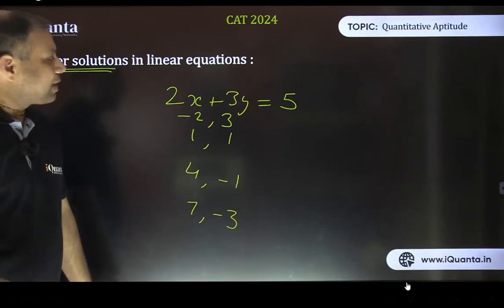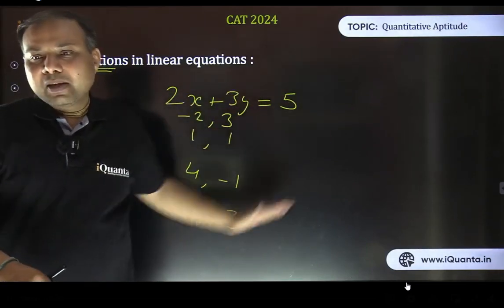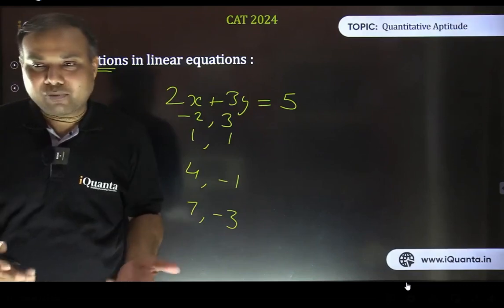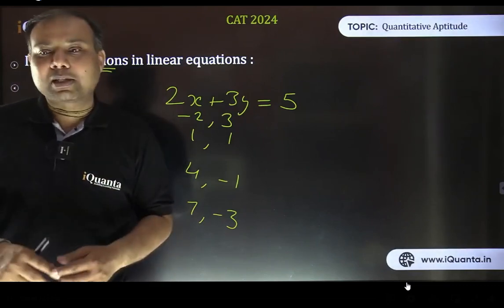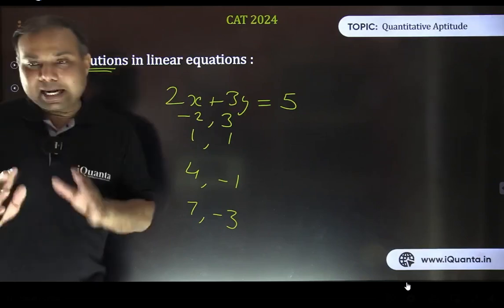Yes, it looks like there are infinite solutions, and remember we discussed this yesterday that a linear equation will have a straight line graph, and on this line, every point has some x and y values, so certainly there are going to be infinite solutions, right? There are going to be infinite solutions, but the point is, will there be infinite integer solutions also? That is the important point to be verified.